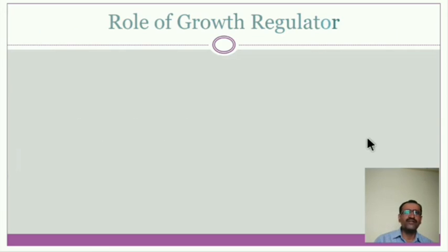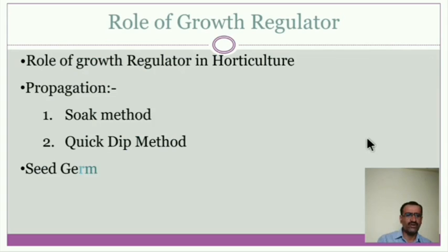Our next point, the role of growth regulators. What is the main aim of a growth regulator? The growth regulator plays an important role in the whole development of the plant, from seedling to the whole plant giving a larger amount of fruit. That means from seedling to the yield of the plant. The main role of growth regulators is very important. Let us see one by one what they are. The role of growth regulators in horticulture.